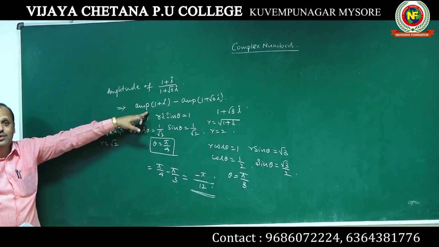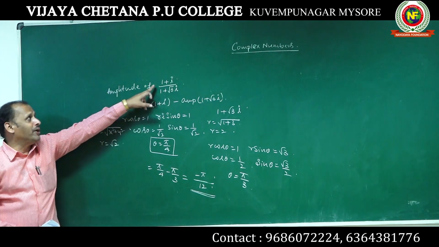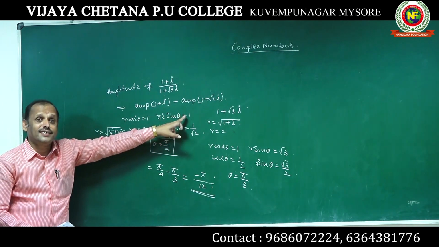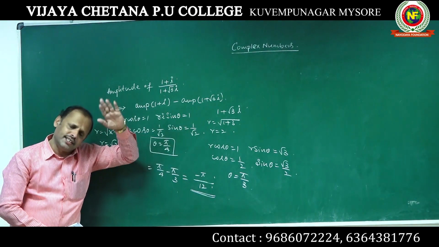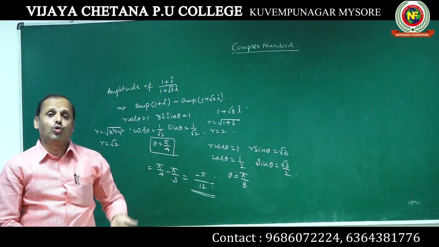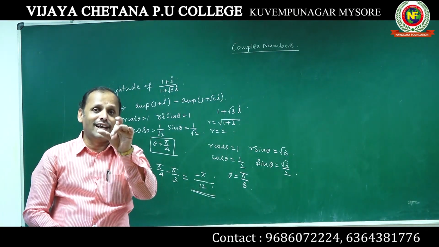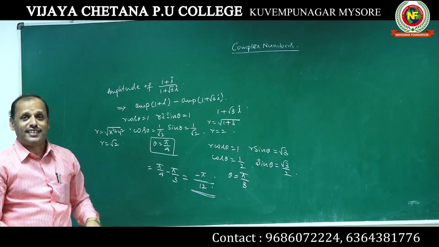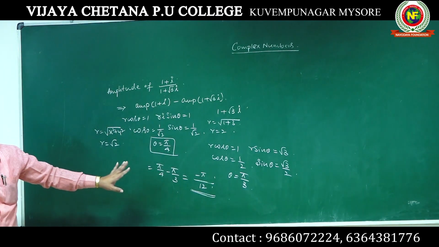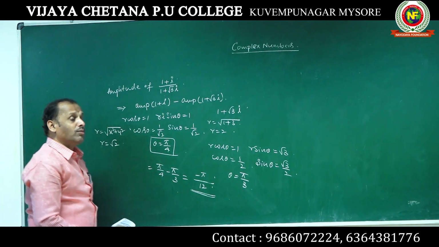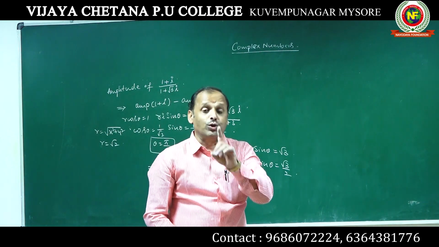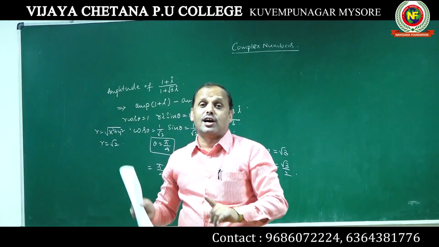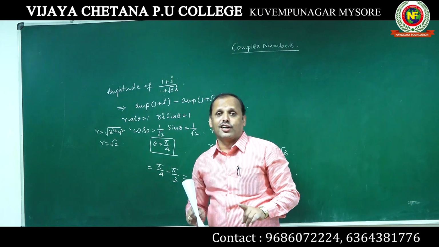We should know that this is the amplitude of numerator minus the amplitude of denominator. Then we go to find the angle, the same angle for cos theta and sin theta, which will definitely come. So we have to find that out. That is called the amplitude. This is one of the important concepts in complex numbers.